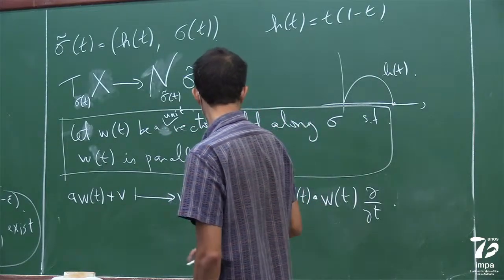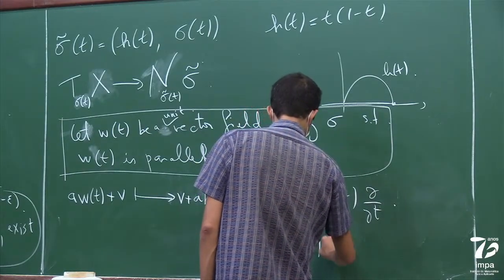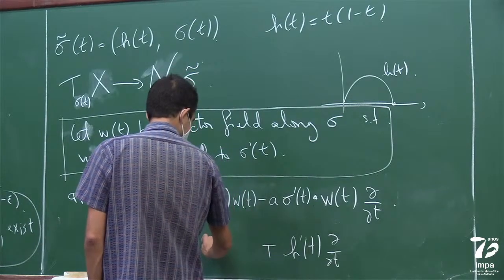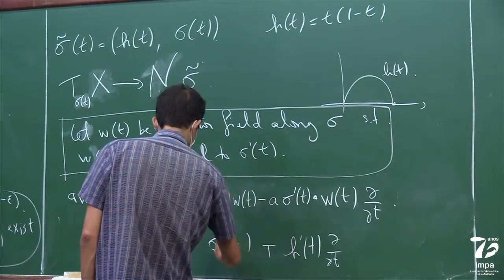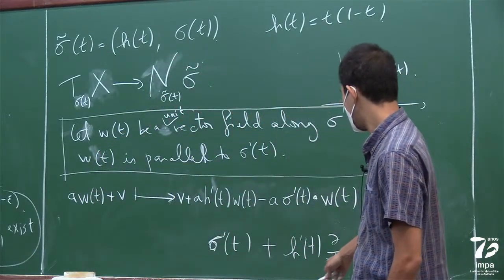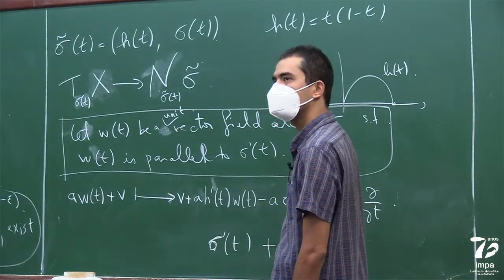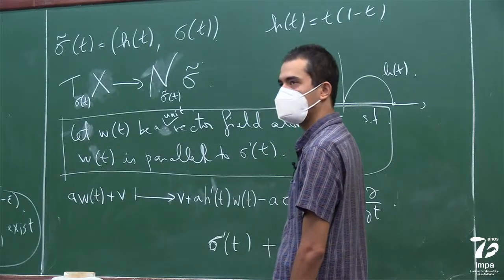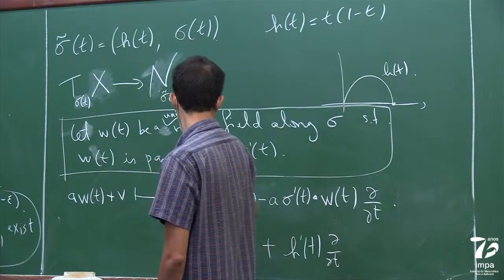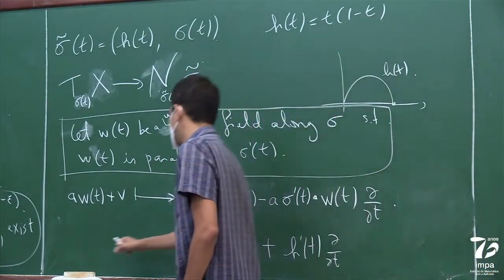So what's the derivative of sigma tilde? The derivative of sigma tilde is h prime d/dt plus sigma prime. Okay. So you look at the inner product here. The inner product is going to be a h prime and then this inner product in lower dimensions. And then you're going to have this guy and then this inner product. So that's actually 0. So that's good. So yeah, so there we go.